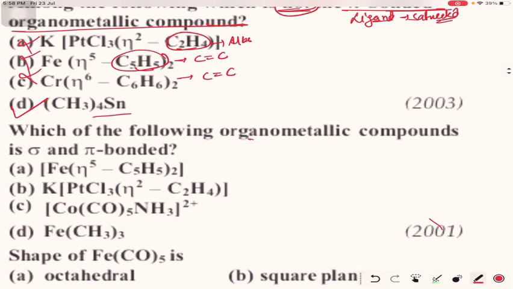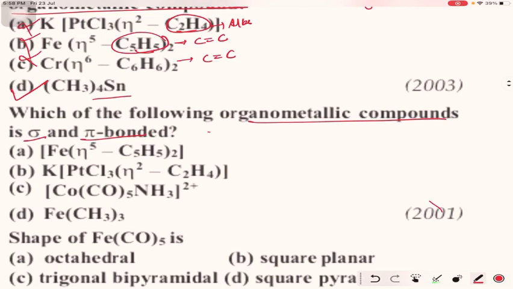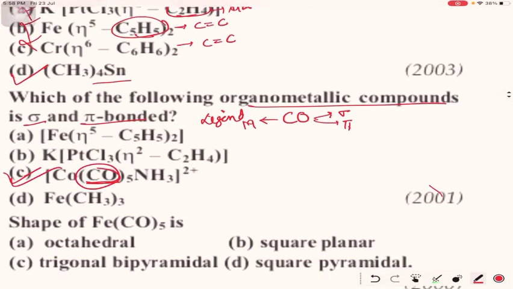Which of the following OMC is sigma and pi bonded? It is the property of the carbon monoxide carbonyl group, which is bonded to the metal through both the bonds, sigma and pi. So that's why the compound where we have CO as ligand is the correct option.